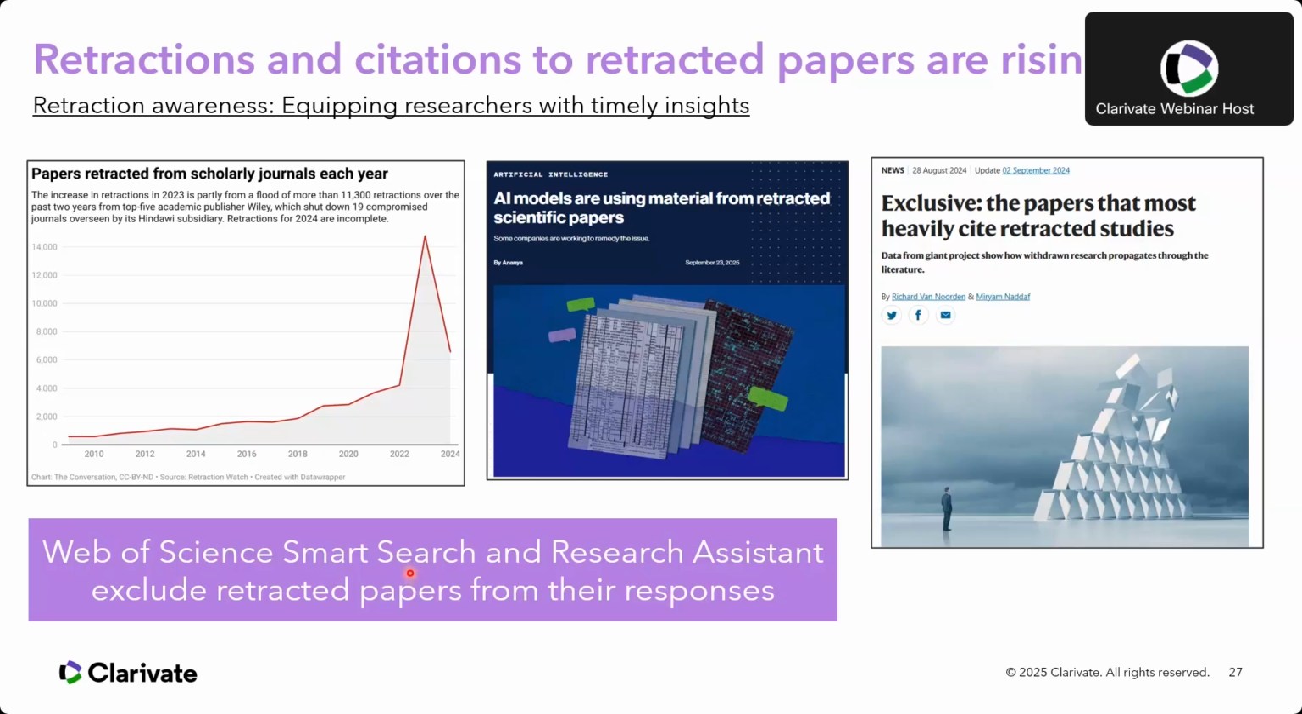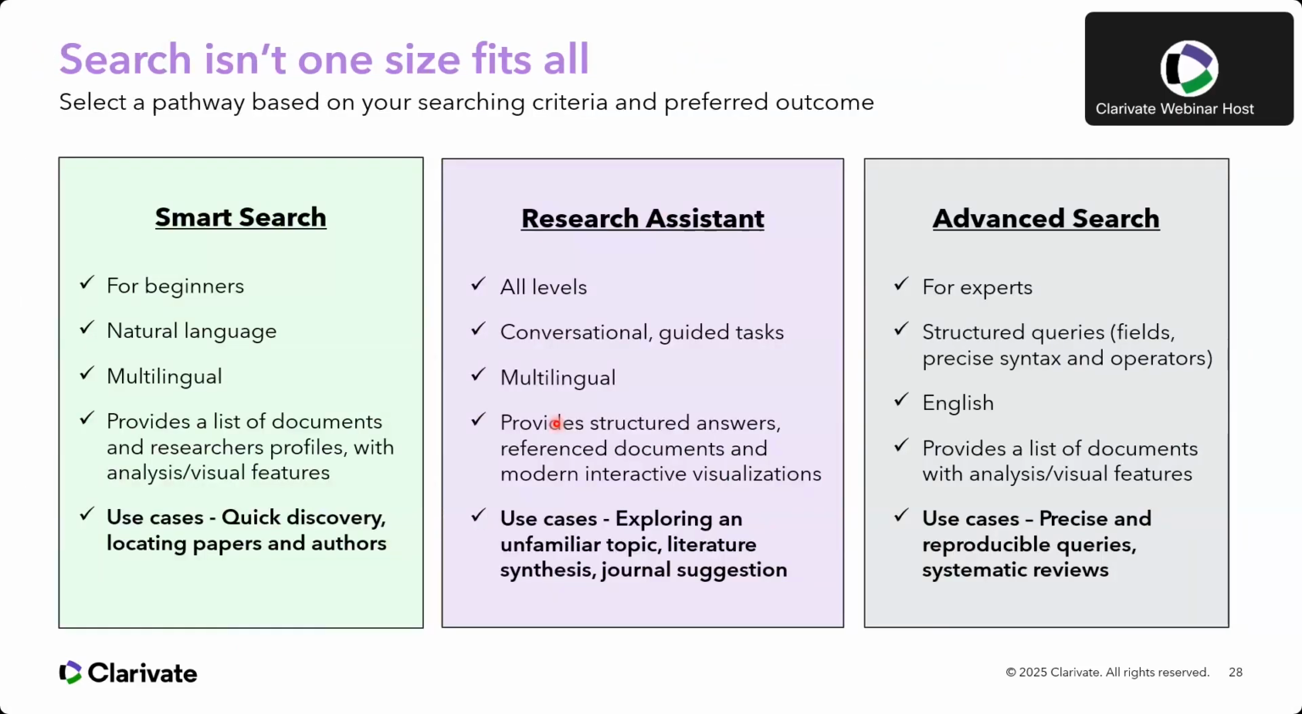What's the point in all of this? When it comes to search, it's not what we call one size fits all. Really depends on what you're trying to do, who you are, the experience you have with the Web of Science. But the point I want to make here is that you need to select a pathway that is based on your searching criteria and what you try to achieve.